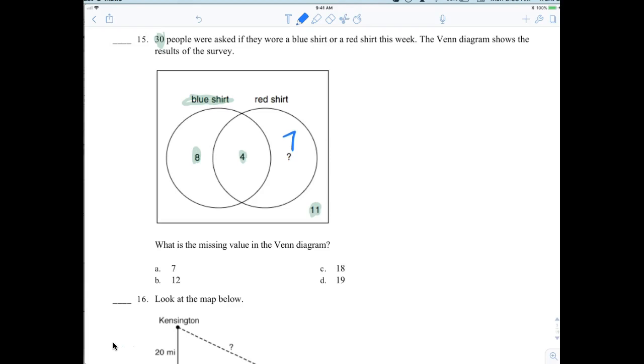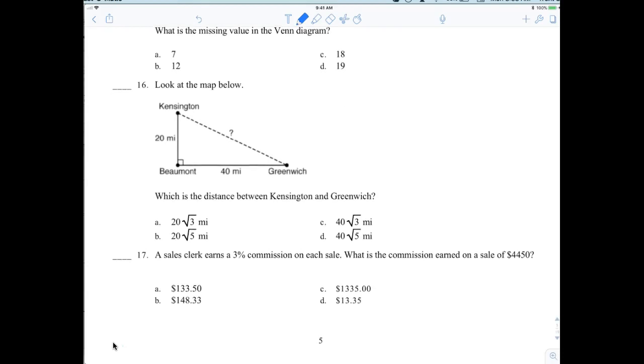All right, so here we go. What are we doing for 16? Right triangle. First thing that comes to your mind when you see a right triangle is a squared plus b squared equals c squared. Beautiful. So 20 squared plus 40 squared equals c squared. 20 squared is 400, plus 1600 equals c squared.